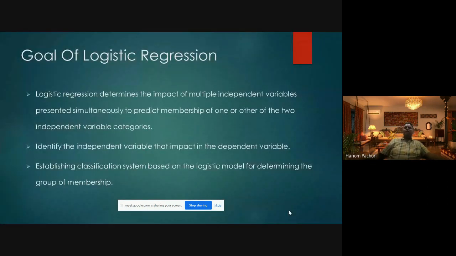What are the goals of logistic regression? Logistic regression determines the impact of multiple independent variables. Here, the dependent variable is only one, but you can have multiple independent variables presented simultaneously to predict membership of one or other of the two dependent variable categories. It identifies the independent variables that impact the dependent variable, and establishes a classification system based on the logistic model for determining group membership. So these are the goals for performing logistic regression.